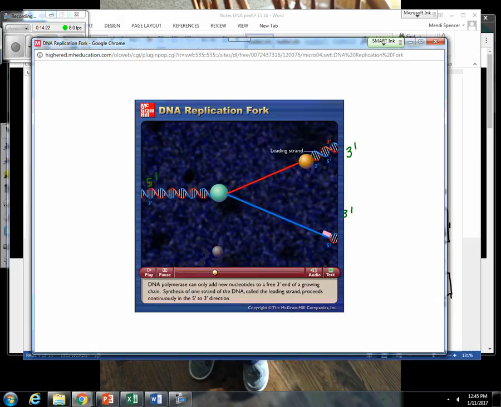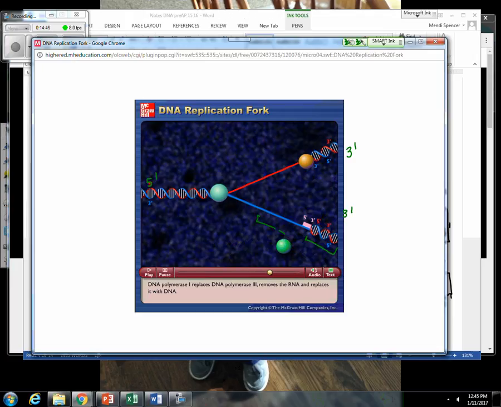Okay? There's a lot of things you're going to see here, but I really want you to pay attention to the direction of the way we synthesize or replicate this bottom blue strand. Notice the direction that it goes, away from the fork. Okay? When we go to make the DNA double helix, notice that DNA polymerase moves away from the fork. So we just made one little piece of DNA that you see right here. That would be a fragment.